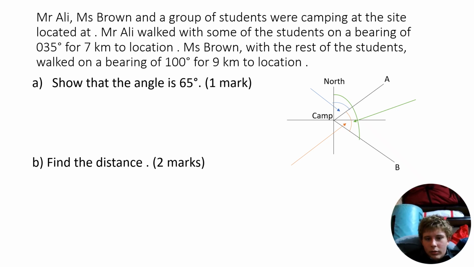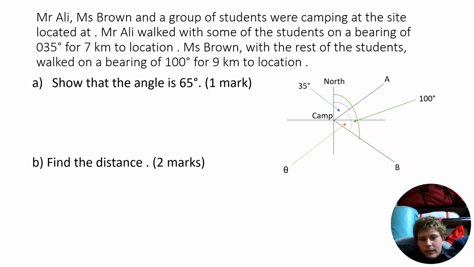So that blue angle represents the angle that Mr. Ali took to get to point A. Then the green represents the angle that Mrs. Brown's class took to get to point A, and orange is the angle that we are trying to prove is 65 degrees, theta.